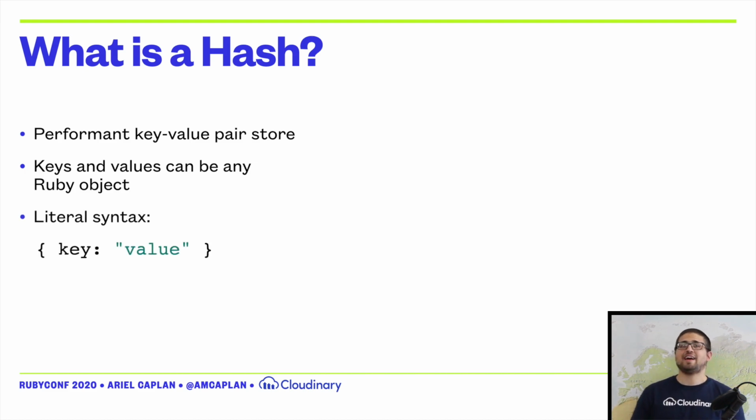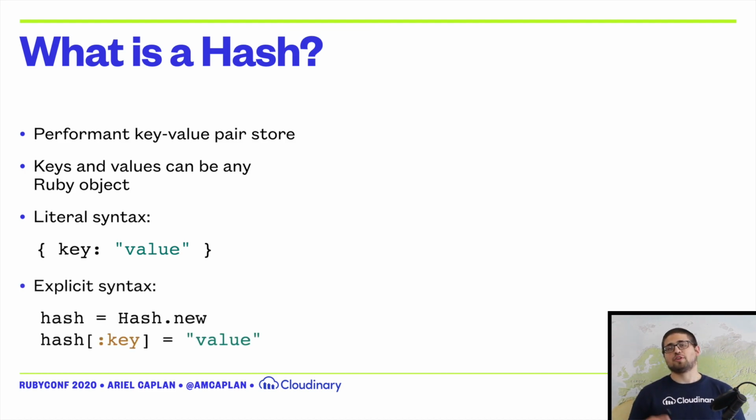Now, to create a hash, you can use literal syntax, which uses curly braces, and then you just put in the contents of the hash on the inside. Or you can use a more explicit syntax where you use the Hash.new method, and we'll see in a minute why you might want to do that. And then you can go ahead and set your keys and values afterwards.